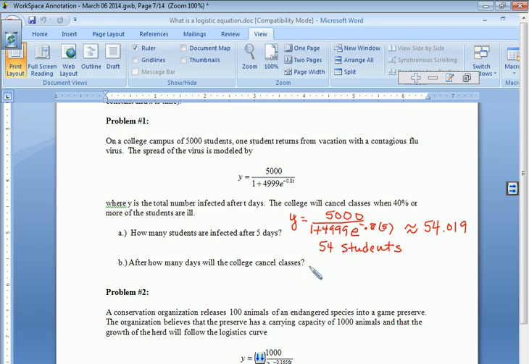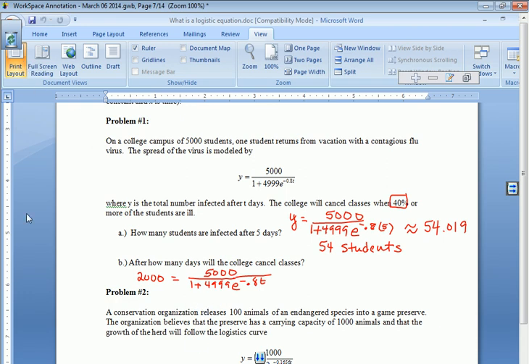So, assuming nobody went and got the Tamiflu, and this continues, when will the college have to cancel classes? So we're going to cancel classes when we hit 40%, right? 40% is how many students? 2,000. It's like a half-life except it's 4 times life. All right, so this is a little more difficult to solve algebraically, but it's not impossible by any means. Okay, what I would do if I were you guys, let's just think through this.